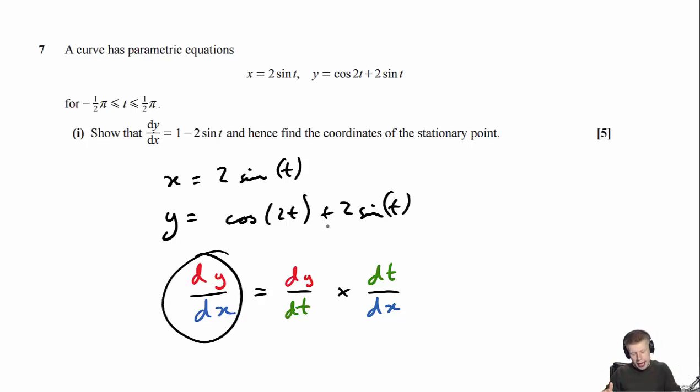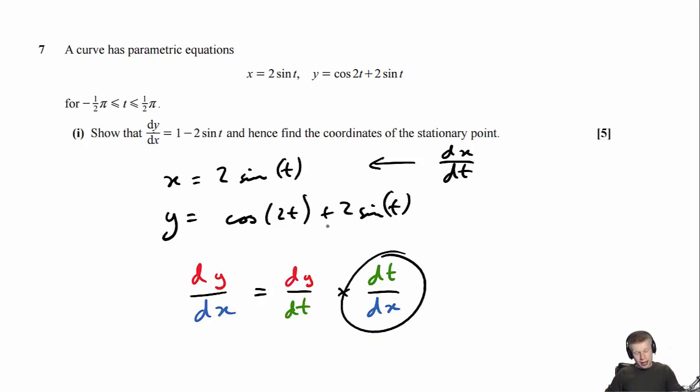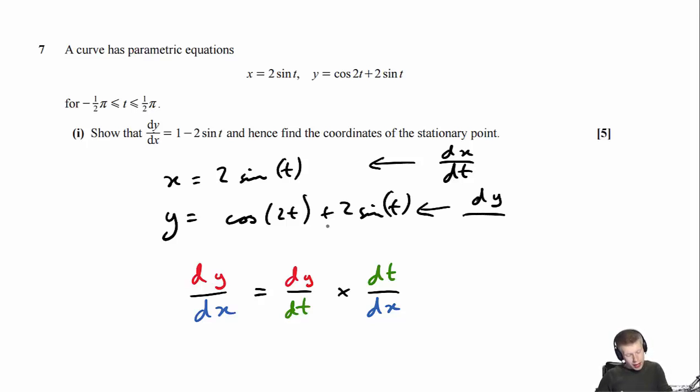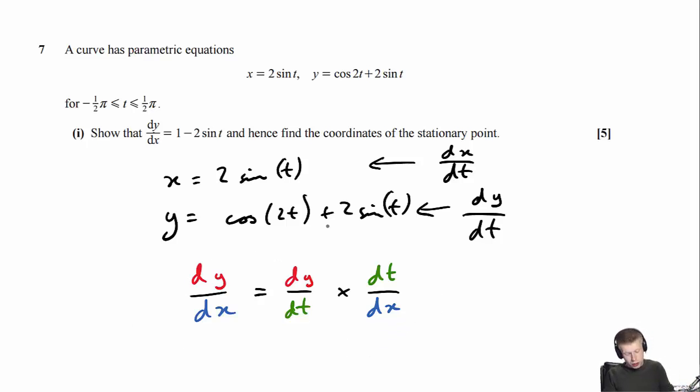I want to find dy by dx, and I've been given x as a function of t, which means that I can differentiate it. I can find dx by dt, okay? That's almost my second fraction. I'm going to come back to that in just a second, okay? And then I can also find dy by dt, because I've got my second parametric equation as y being a function of t, which means I can differentiate y with respect to t, okay? So I can find dy by dt, and then finally, using this idea, dy by dx. So let's just differentiate these two things.